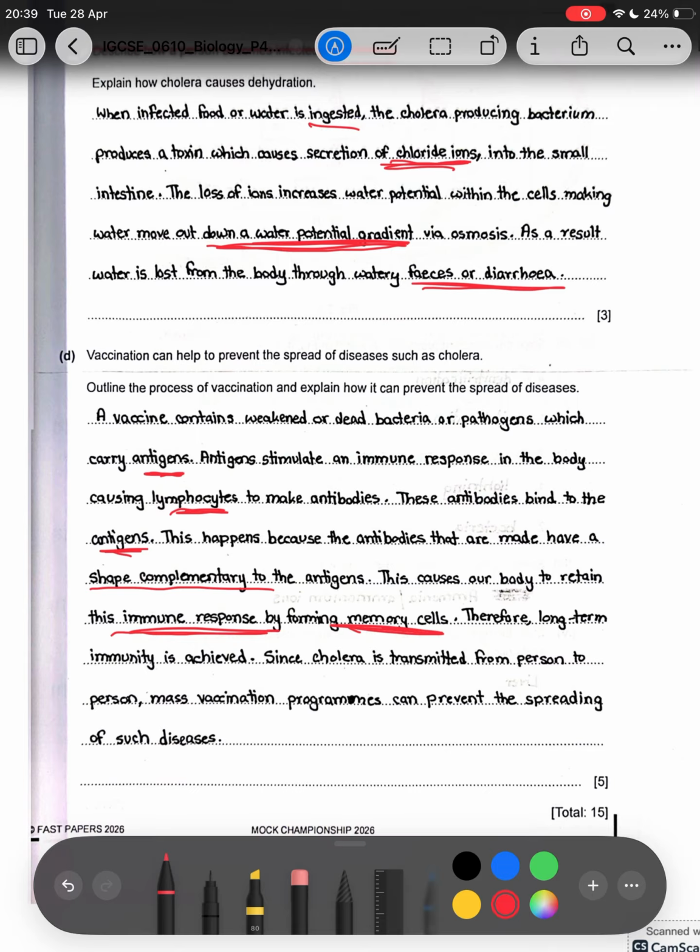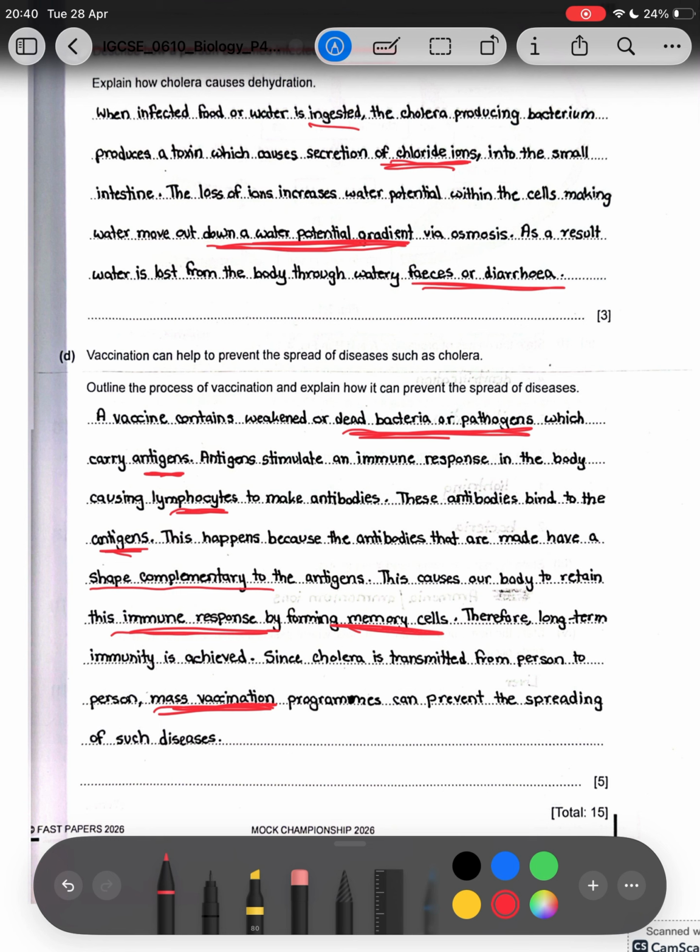Once this happens, your lymphocytes produce this antigen specific antibody. Your body remembers this process, it remembers making these antibodies, and you form memory cells so that the next time anything near the dead bacteria or pathogen comes in, you will have an instant immune response. Therefore, long term immunity is achieved.